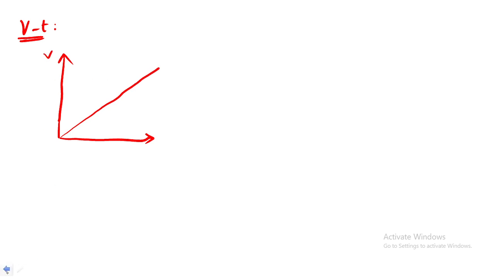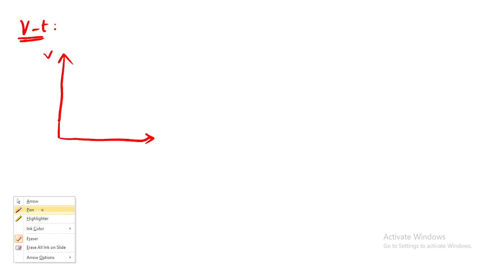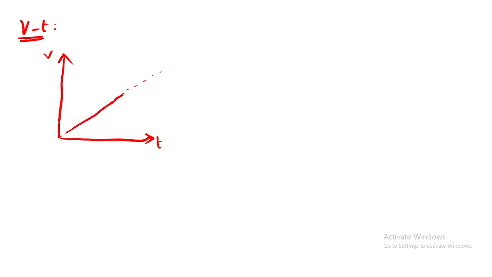Velocity V. Now, for example, imagine there is a graph like this, a V-T graph, and that graph is showing this sort of line. Okay. So now you know that this is the starting point of it.